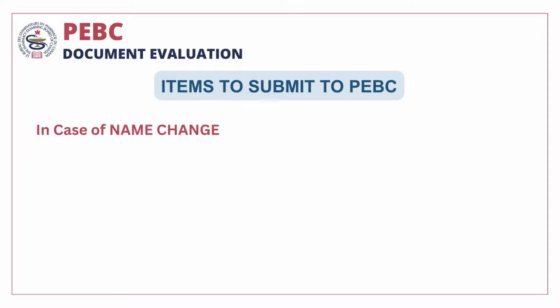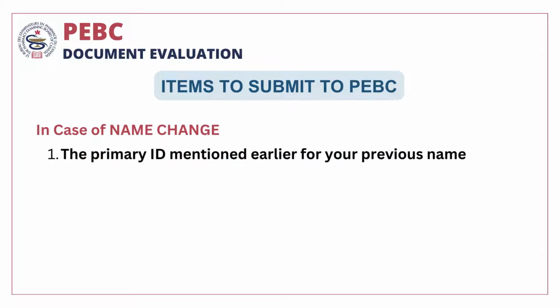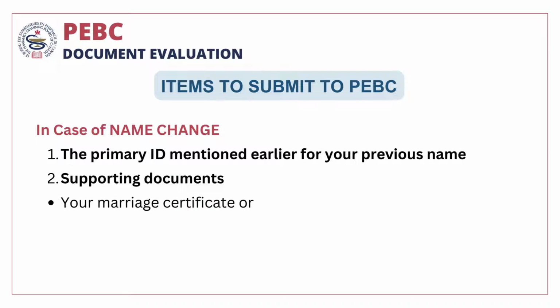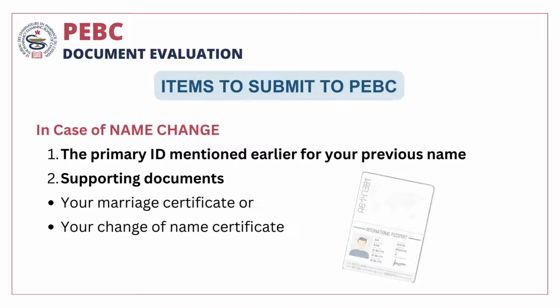If you have changed your name, you will need to provide the primary ID mentioned earlier for your previous name, along with the necessary documents to prove your name change. PEBC requires a certified copy of one of the following for each name change: your marriage certificate or your change of name certificate. Note that if you've recently changed your name and you're using your passport as your primary identification, remember to include both the address page and the identification page, or simply the front and back pages of your passport.